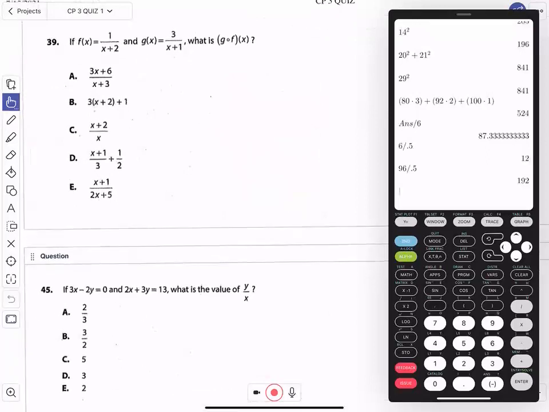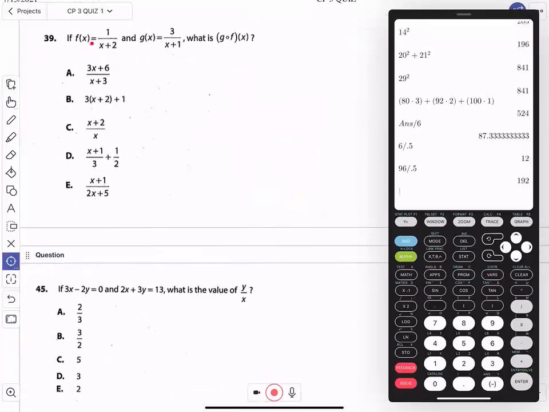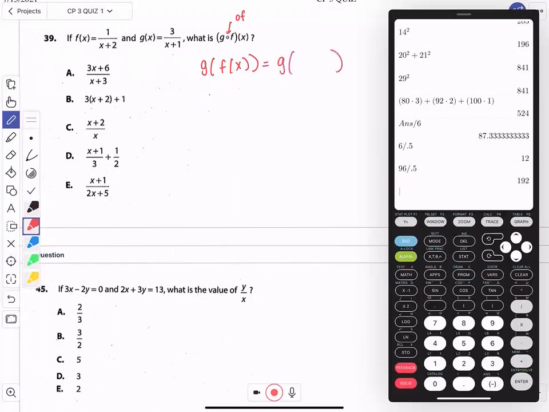All right, 39. So it says here you have F and G, and you need to figure out what G of F is. So just keep in mind, this little open circle here is not a multiplication symbol. It actually means G of F, which means plug in the F inside of G. So what I'm going to do is replace F with what it is. F is 1 over x plus 2, as you can see here. So I replace this guy with what it is. And now you're going to take all of this and plug it into G.